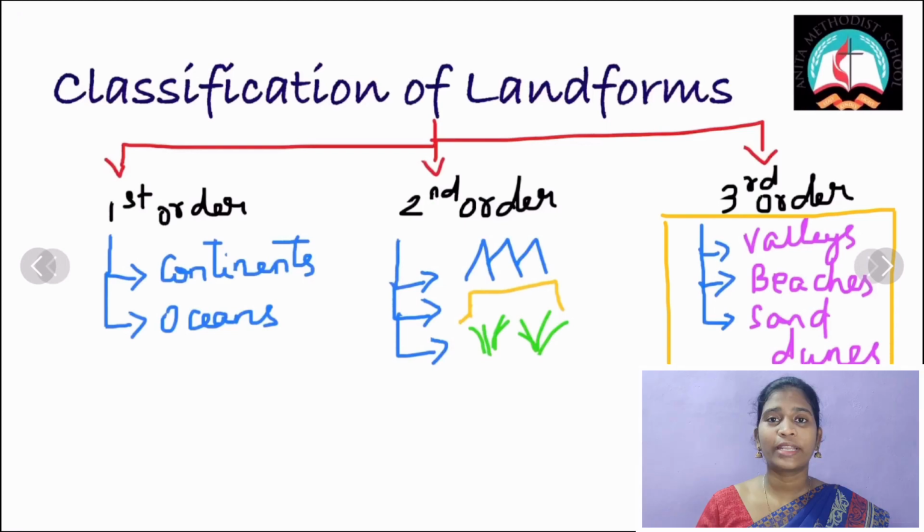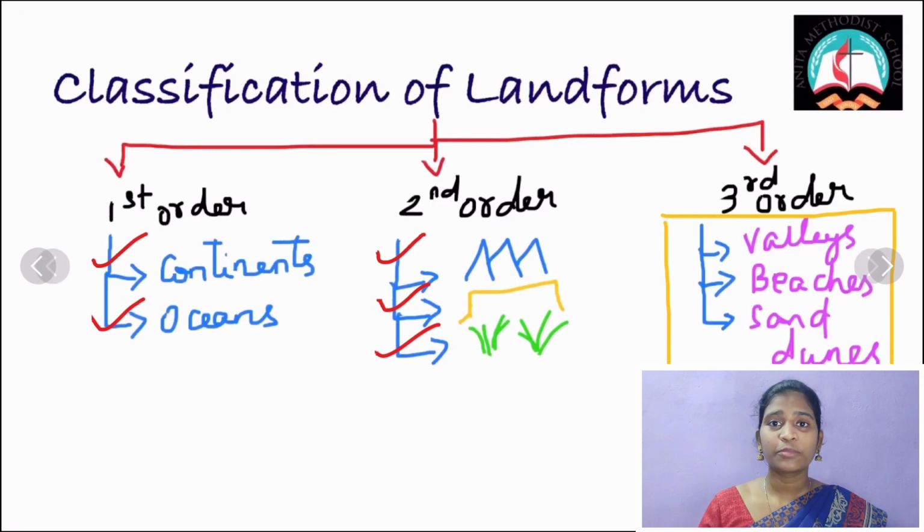So shall we have a recap on the first and second order landforms? Under first order landforms we have learned about the continents and oceans. Under second order landforms we have learned about mountains, plateaus and plains. So we'll just see what all comes under the third order landforms.